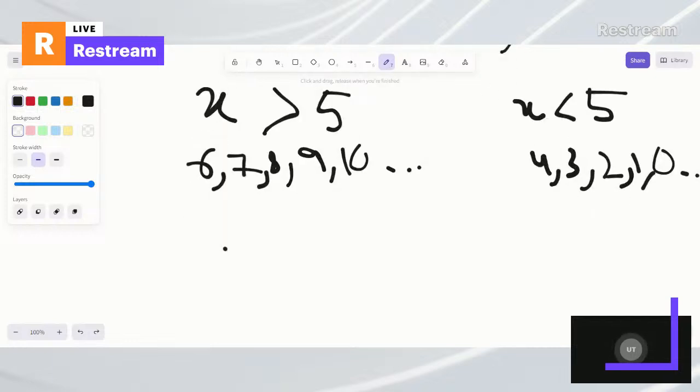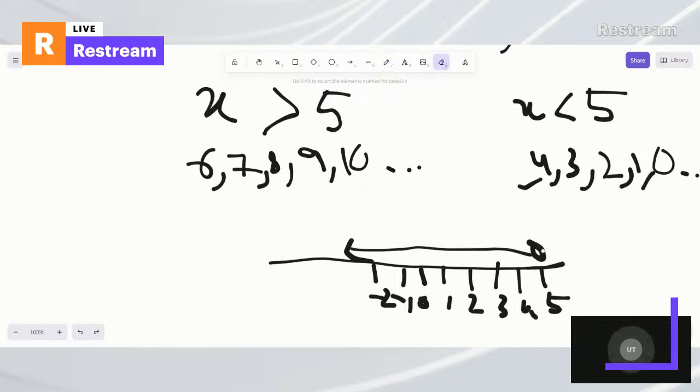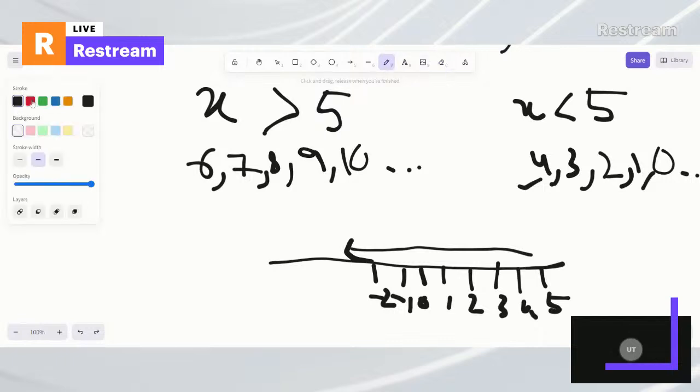It's very simple. Imagine a straight line, like the number line, and say this is 0 and this is 1, 2, 3, 4, 5. Now I have this on the top and I'm moving backwards. So x is less than 5. Any number that comes in between, like -1, -2, everything is included. And if I draw it again with a different color.